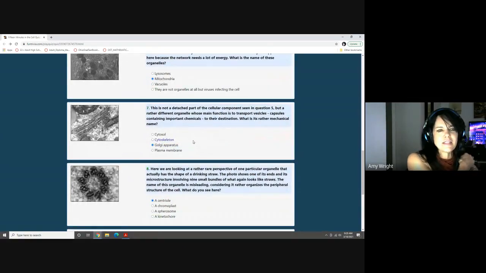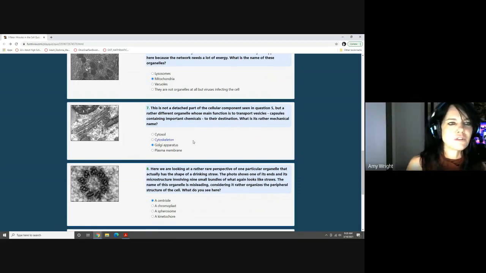This is not a detached part of the cellular component seen in question 5, but rather a different organelle whose main function is to transport vesicles, capsules containing important chemicals to their destination. What is its rather mechanical name? That's your Golgi apparatus, which just has, to me, like the coolest organelle name. But it does do just that. It transports vesicles and chemicals. So that's your Golgi apparatus.